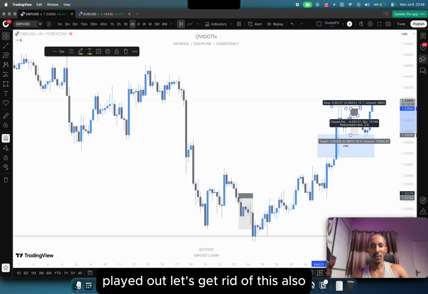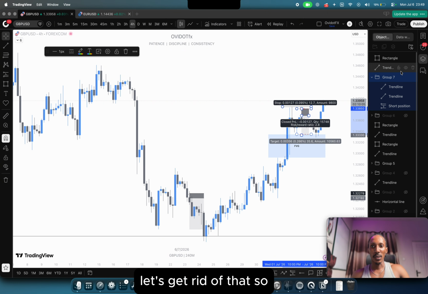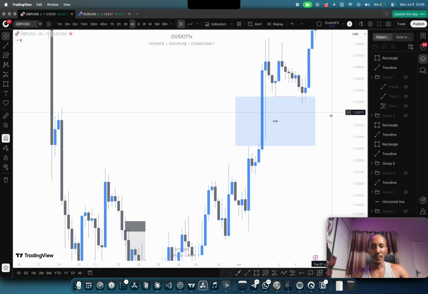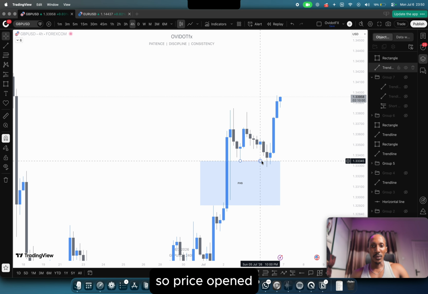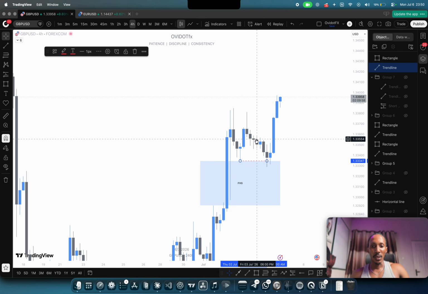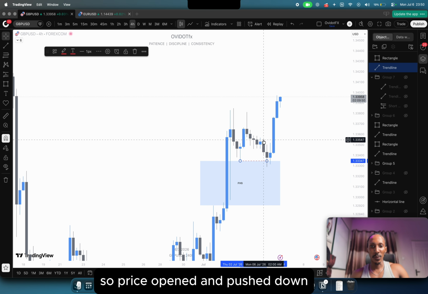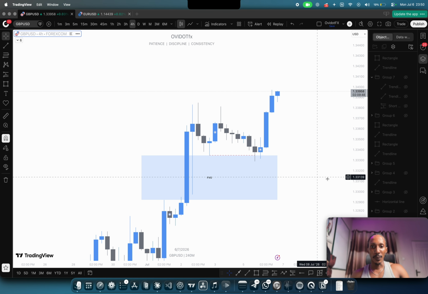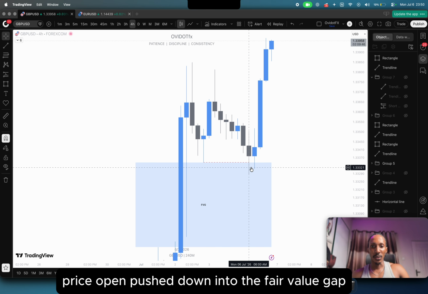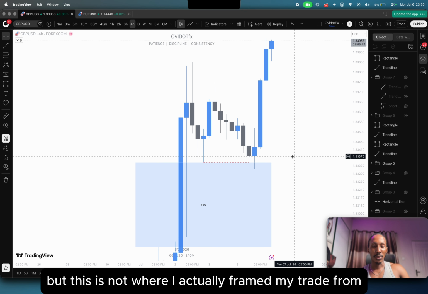Let's get rid of this also. Let's get rid of that. So price opened exactly at this candle here. Price opened and pushed down into the fair value gap, but this is not where I actually framed my trade from.